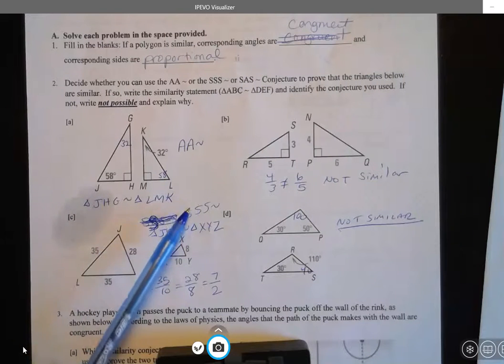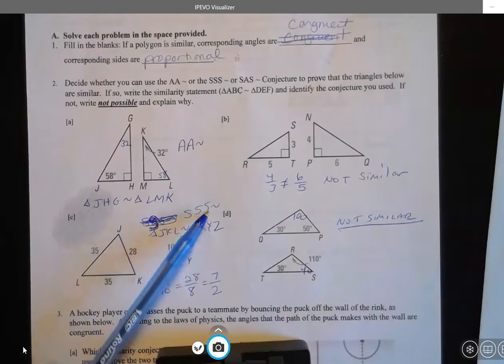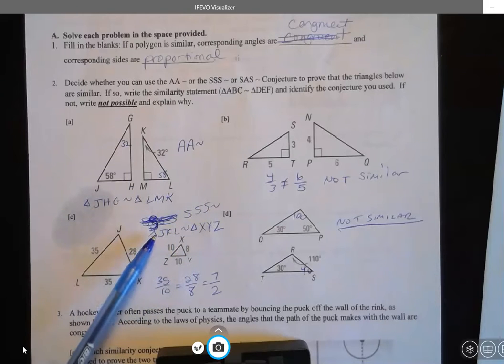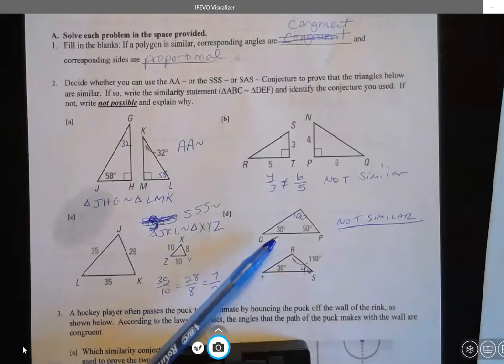C is SSS. I think when you took the test, it might have said the answer was SAS. That was an error. SSS, and that's because all 3 sides are proportional. And then D is not similar because when you find the missing angles, you realize that only one pair of angles is congruent.